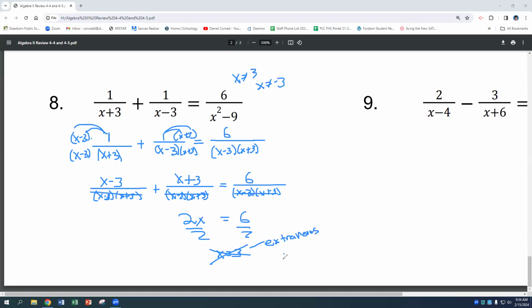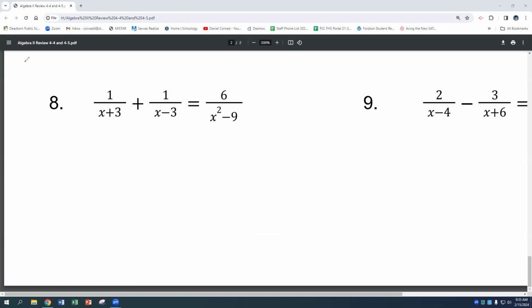Extraneous. Okay, so there is no solution, right? No solution to this problem. Okay, no solution at all. There's no value of x where this will work. Where it's true, right? There's no value of x that makes this statement true.